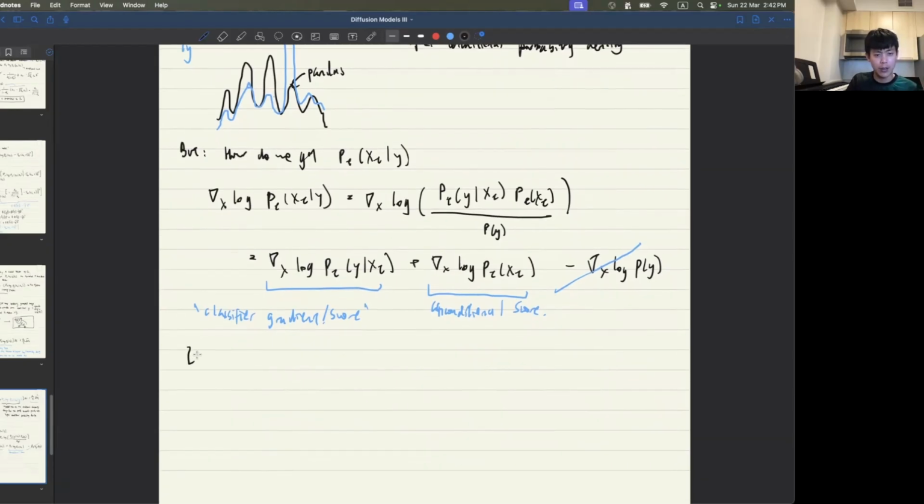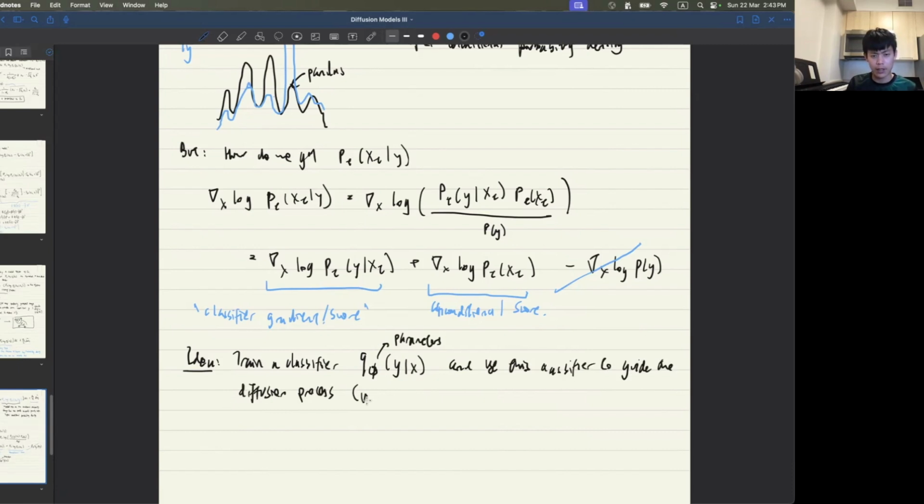And so the idea over here is to train a classifier. Our classifier can just be another neural network model, right? I'm just going to denote it as q_phi, where phi refers to the parameters of the neural network model of y given x. This should return a probability density that we can take the derivative of and use this classifier to guide the diffusion process. So this is via the SDE perspective, right?